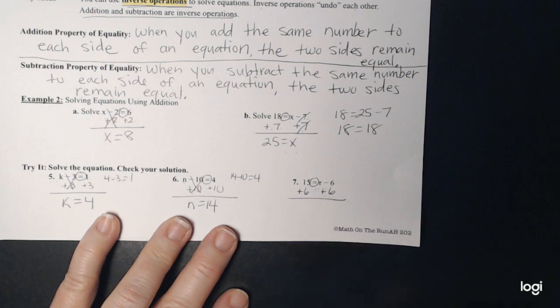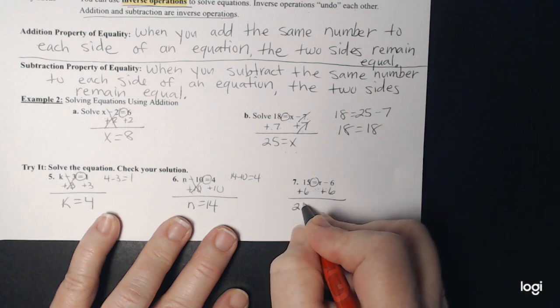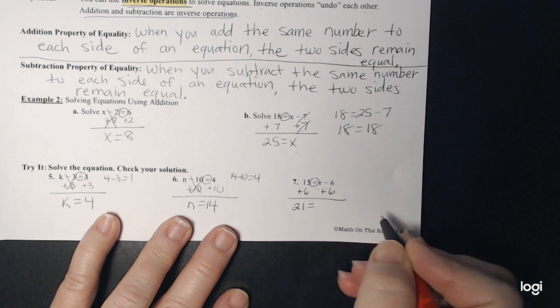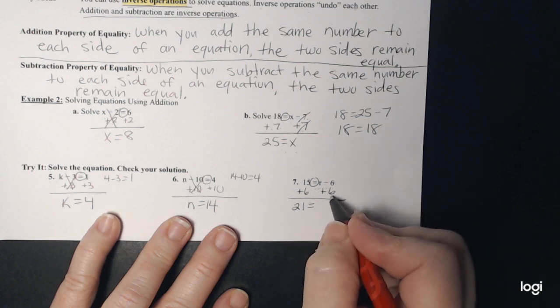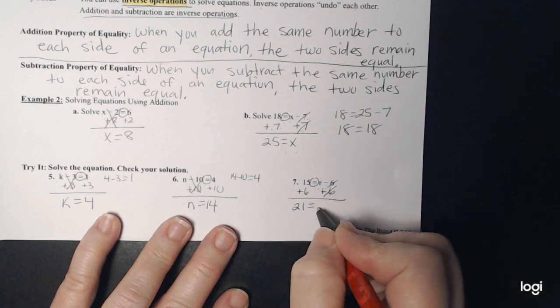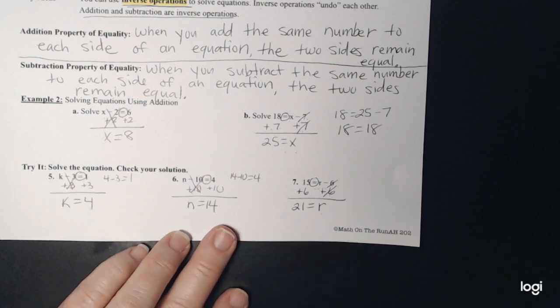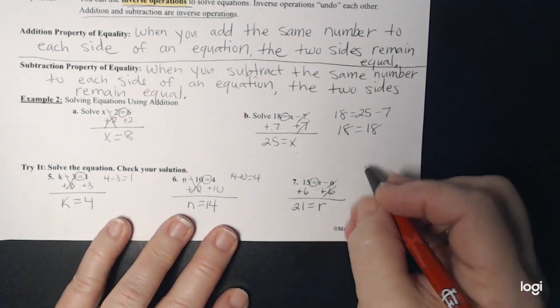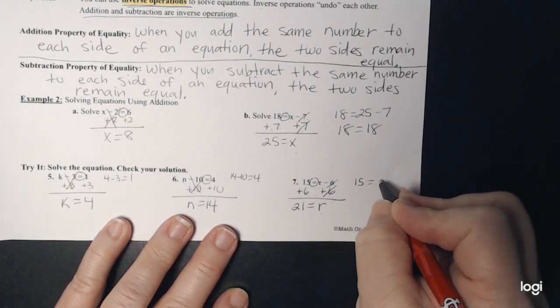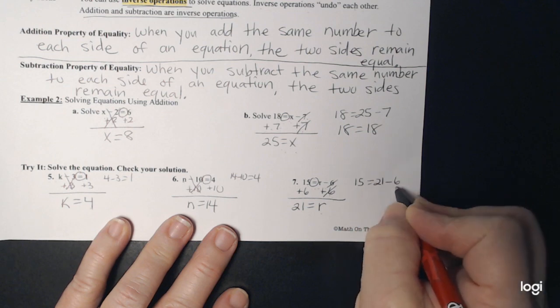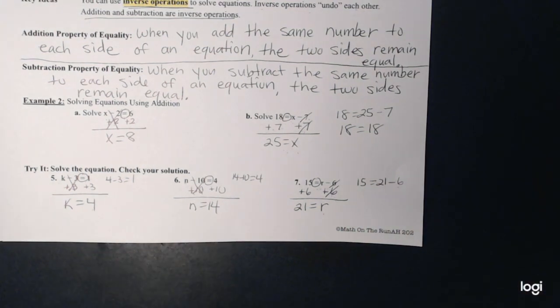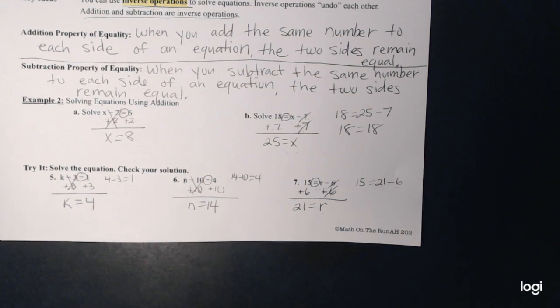15 plus 6 is 21. Bring down my equal sign. Negative 6 and a positive 6 cancel. And I have r equals 21. Well, if I put 21 in here, let's see if that works. 21 minus 6, that does equal 15. So I've proven that these solutions have an answer of 4, 14, and 21.